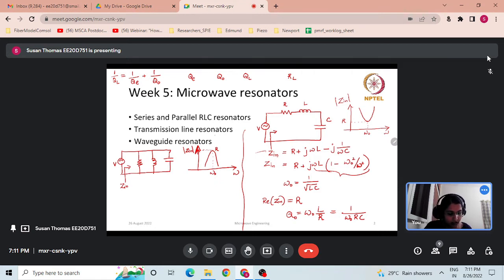So now in this parallel RLC network, what is unloaded Q factor? Unloaded Q factor, Q naught, is equal to R by omega naught L, or omega naught RC. So this is the unloaded Q factor of a parallel RLC network.